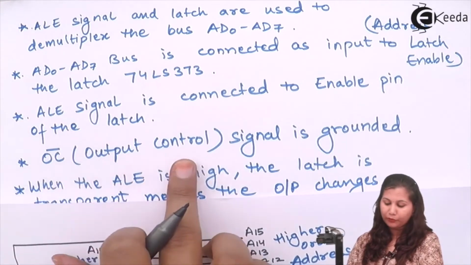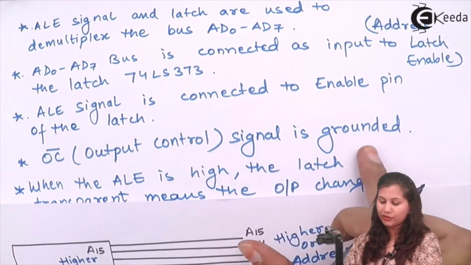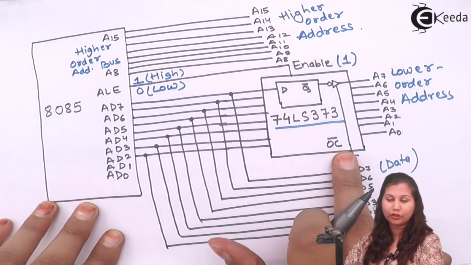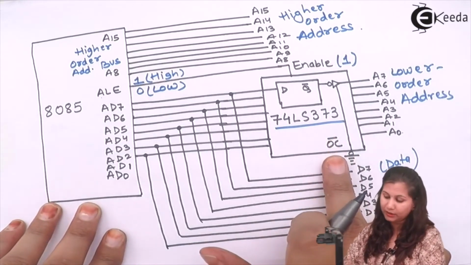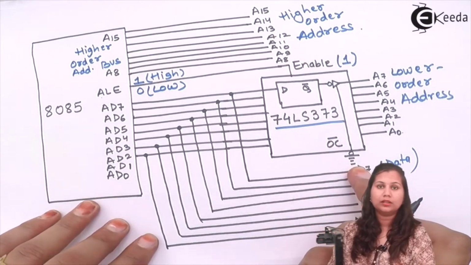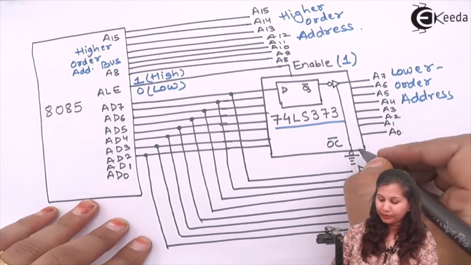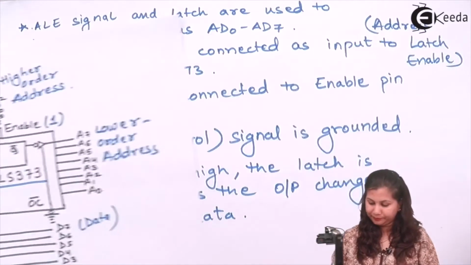Then we have the output control signal of the latch, which is grounded. You can see here we have the OC bar, an active low signal, which is connected to ground.